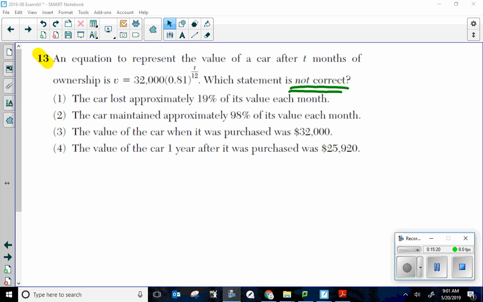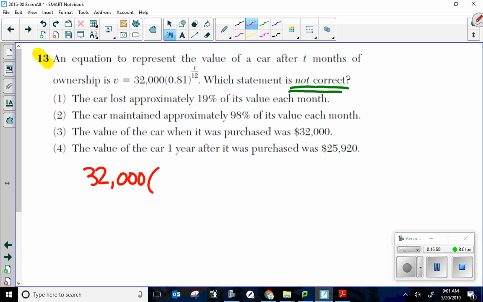So let's take a look at this. I'm going to tell you right now, there is one thing that confuses people when it comes to these types of exponential problems. This is an exponential problem because the variable is in the exponent. That t represents months. T is not in years right now. If I wanted to get months alone, if I have 32,000 times 0.81, t over 12 is the same thing as saying 1/12 times t, right? So I'm going to say 1/12 times t.